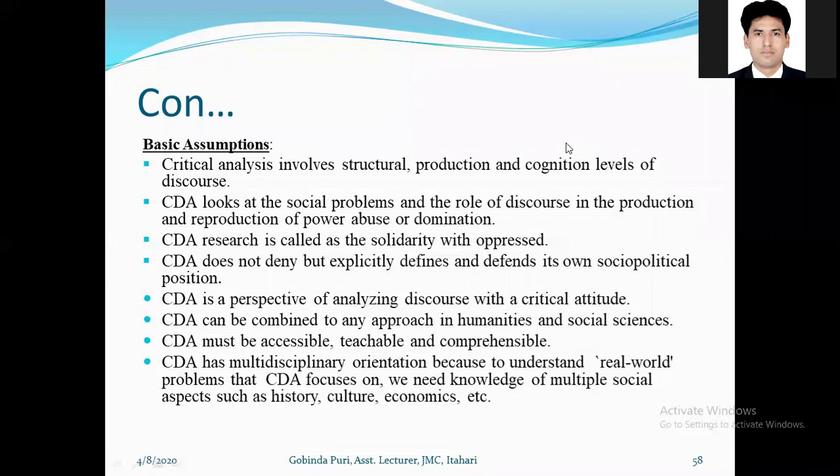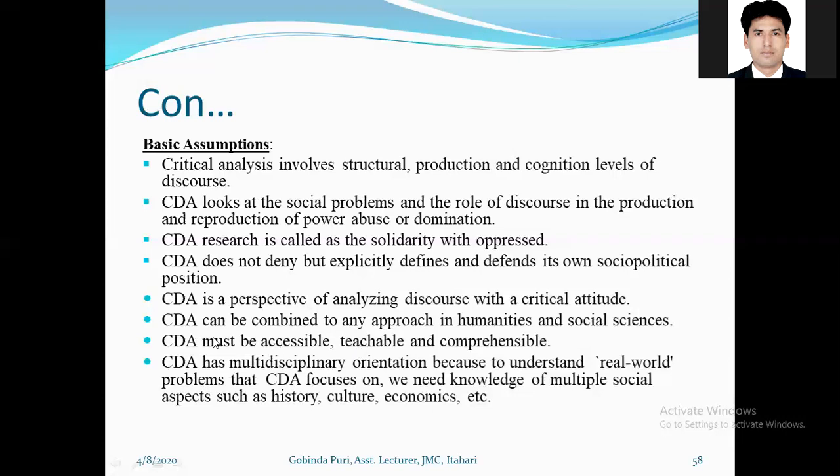And CDA research is called solidarity with the oppressed. I told you clearly, it always takes the side of the oppressed, the marginalized, the suppressed, those people who are ignored in society or who are in the opposition. So it always takes their side. And CDA does not deny but explicitly defines and defends its own socio-political position. Socio-political means, you understand, right?